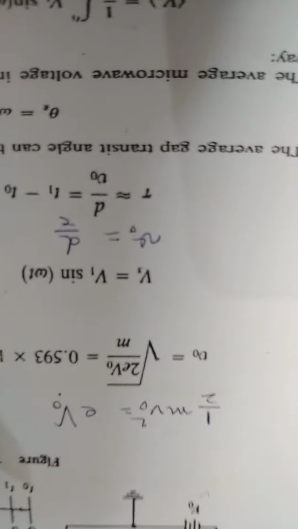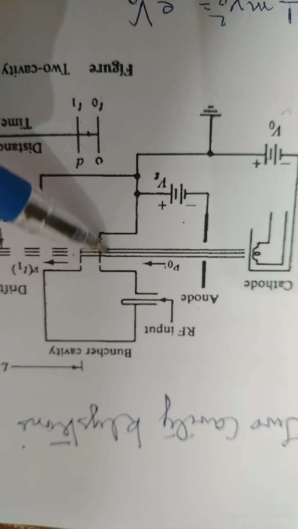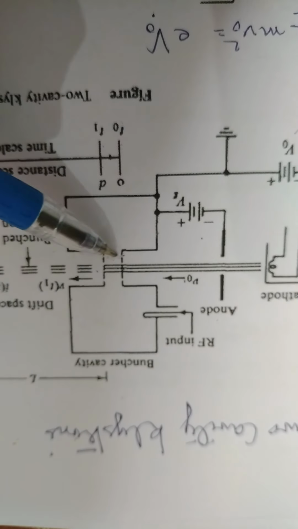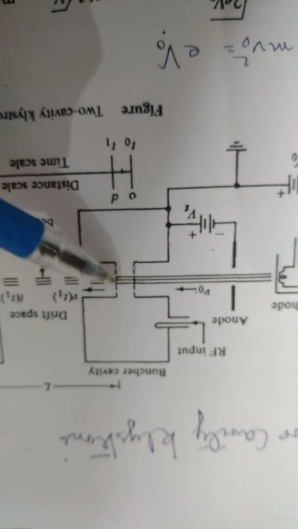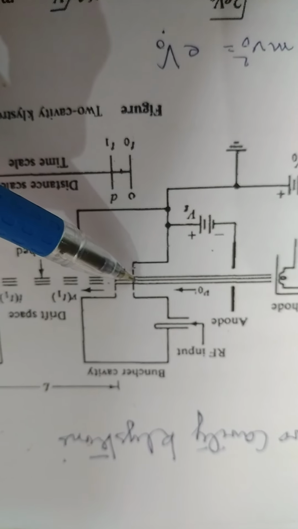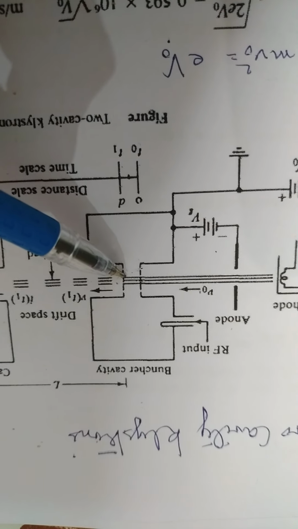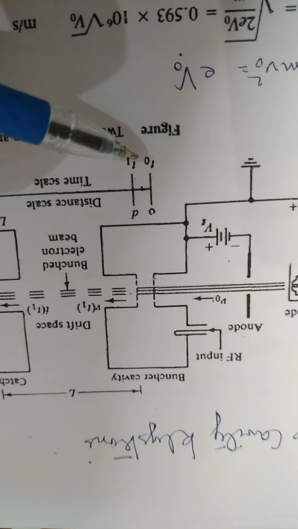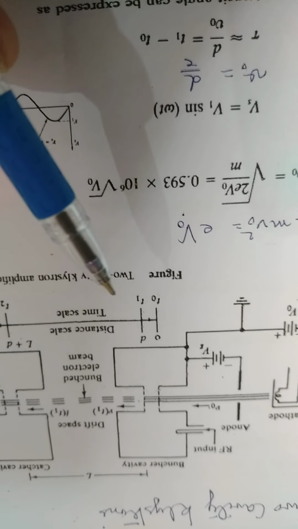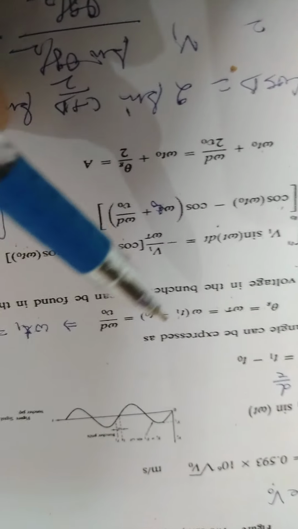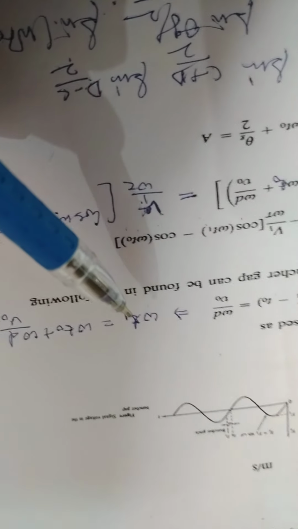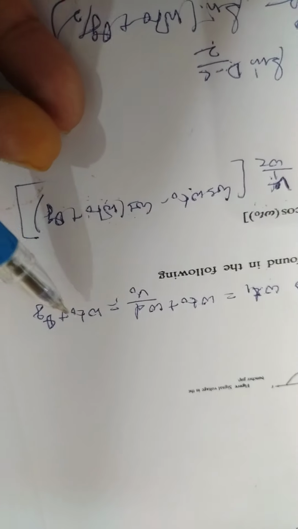Now what should be the average gap transit angle in this buncher cavity? The transit angle is nothing but theta. Omega we have taken from the input signal, and tau is the time taken by the electrons for moving from the first grid of the buncher cavity to the second grid of the buncher cavity. So we can take theta g is equal to omega tau, or omega t1 minus omega t naught. Here you see this formula we have written: theta g is equal to omega tau, omega times t1 minus t naught, and omega d by V naught. From this we can find omega t1 is equal to omega t naught plus theta g.